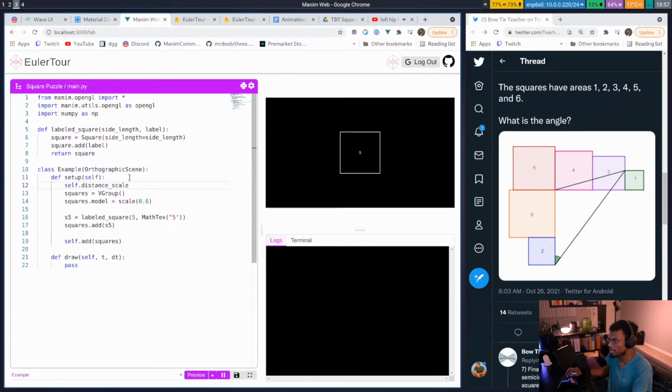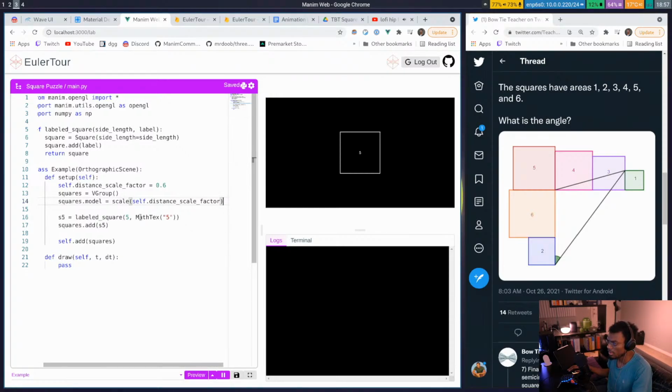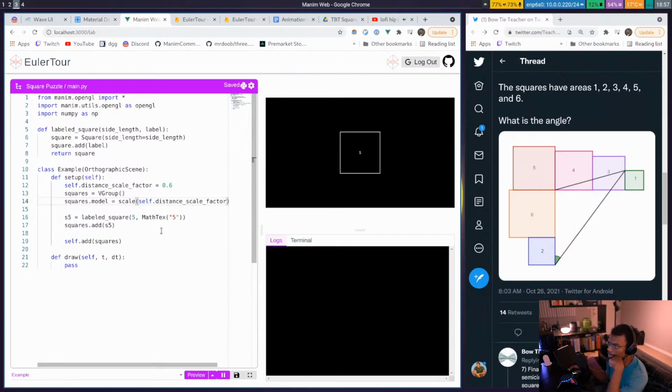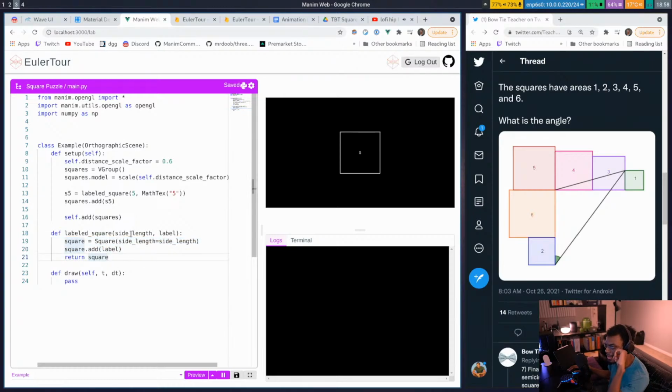I have to do something like self.distance scale factor equals 0.6. Now scale the model matrix by this of the entire group. And then all of these math tech things, I'll have to scale the opposite way. Which is a little unfortunate. That means this will be specific to this. Side length and a label.